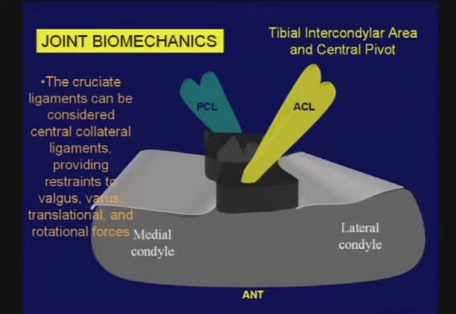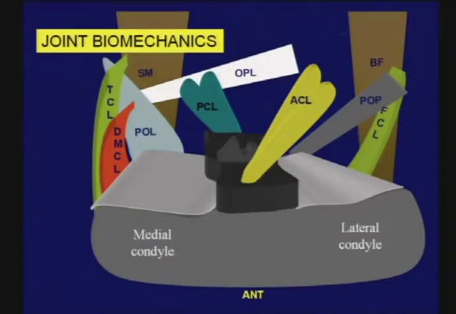Now, I want to begin by emphasizing that I consider these to be central collateral ligaments, and if you think of them in that form, it will make sense as we talk about some of the mechanisms of injury. They're not situated real well to be collateral ligaments. To be a good collateral ligament, you want to be away from the central part of the joint. But they do function as collateral ligaments, as I will show you later on in these injury patterns.